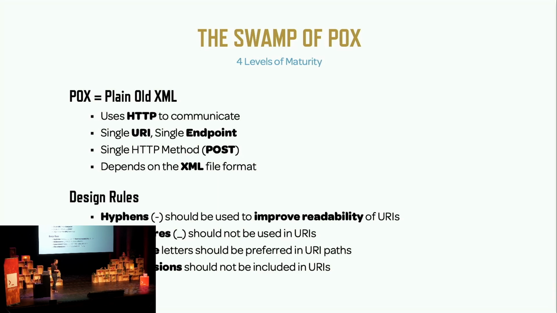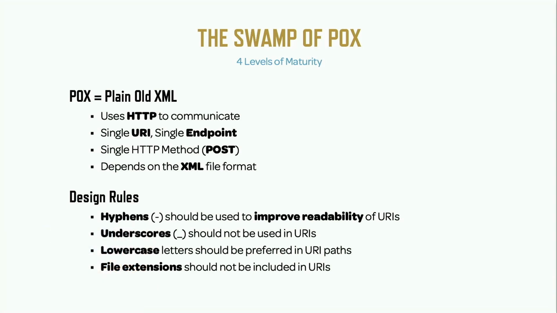Some design rules in the URL naming. We use hyphens that should improve the readability. For instance, with the HTTP api.example.com/first-post, we would put a hyphen between first and post just to enhance the user readability. Underscores should never be used in URIs. Why shouldn't it be used in URIs? Well, if we put a link, for instance, in a document, we can't see that underscore anymore if it's underlined. That's the main reason why we don't put underscores in URIs.